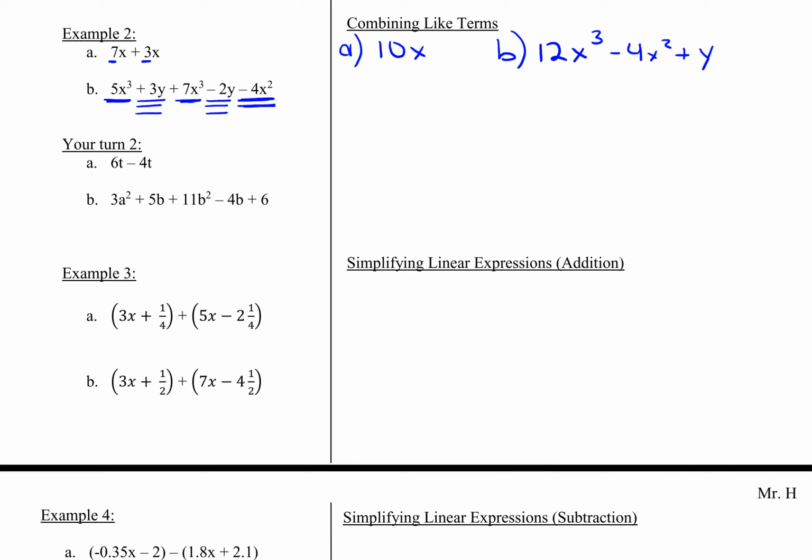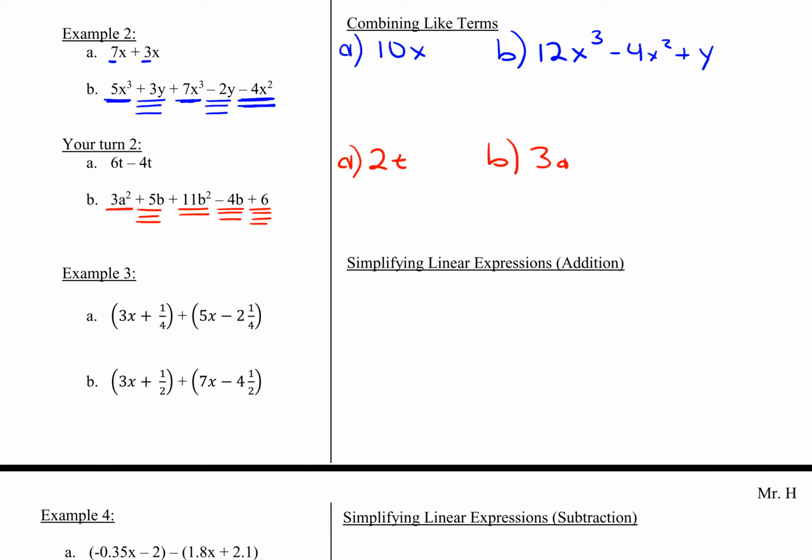Okay, let's review. 6t minus 4t, well 6 minus 4 is 2, so that's 2t. For b, you should have underlined 3a squared. It has no other like terms. And 11b squared also has no other like terms. 5b and negative 4b, I'll give 3 underlines. And 6, I'll give 4. Notice I'm going in alphabetical order here, and I'm also going from highest exponent to lowest exponent.